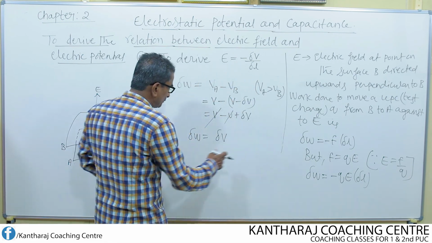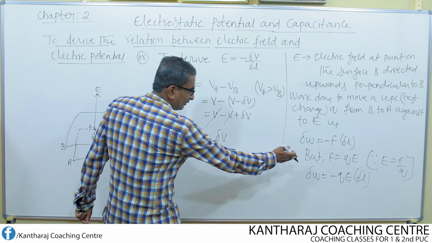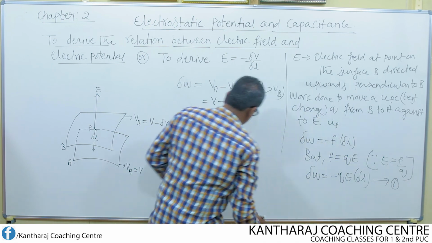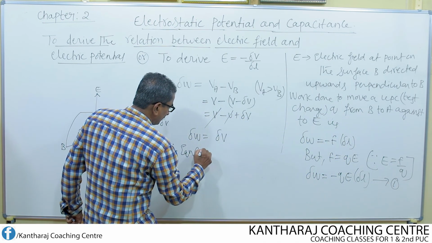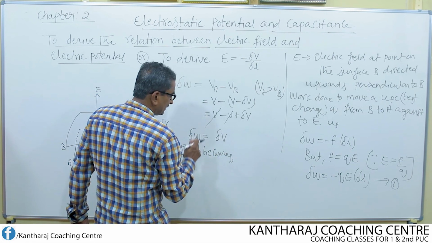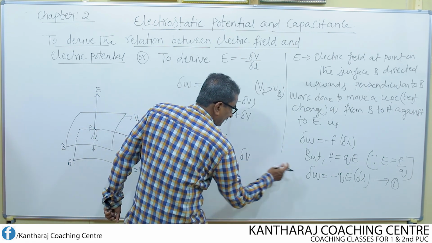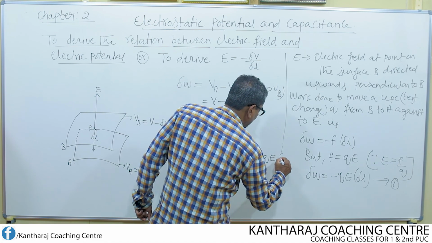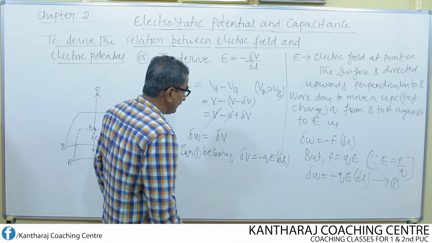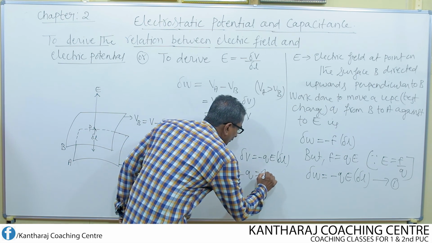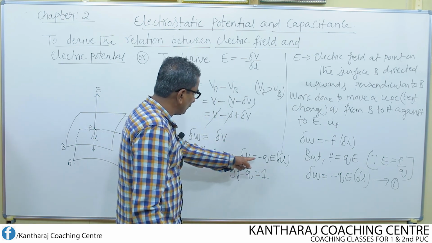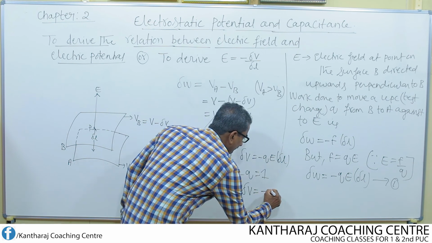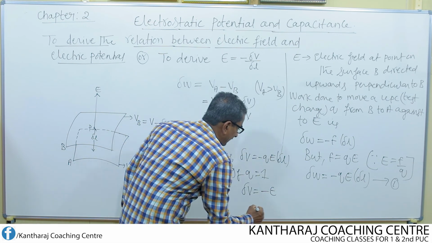Here I substitute for delta W. Call the earlier equation, equation 1. After substituting for delta W, equation 1 becomes delta V equal to minus Q into E into delta L. But if I take Q as equal to 1, because it is a test charge or unit positive charge, then delta V becomes equal to minus 1 into E, that is E into delta L.